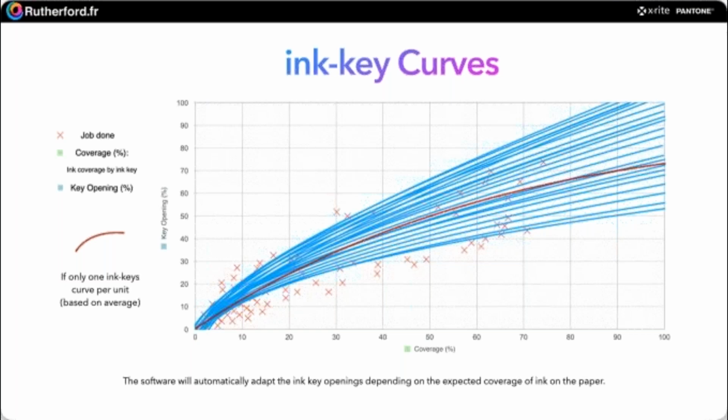And remember, if you've got a 6-color press with 34 keys using, for example, 4 different substrates, it's 544 ink curves that are going to be created by the Rutherford system automatically. You don't need to do it manually.